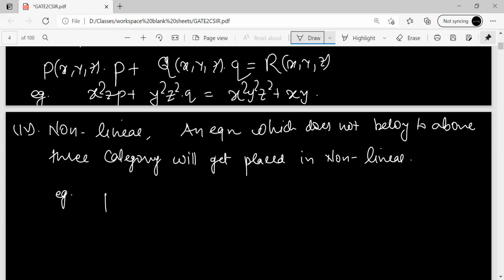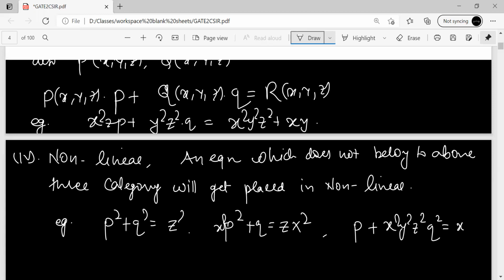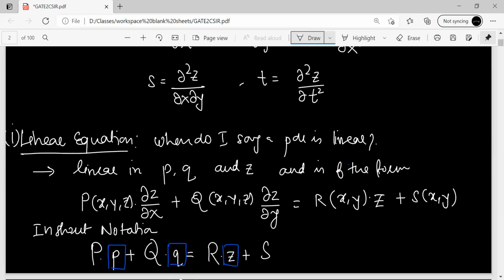So the example would be p square plus q square equals, let's take z square, or p square plus q, x square p square q equal to z x square, or you can take p plus x square y square z square q equal to x. Such equations are nonlinear, because they are not linear in p or q or z. So these are nonlinear ones. I hope you are thorough with the classification.